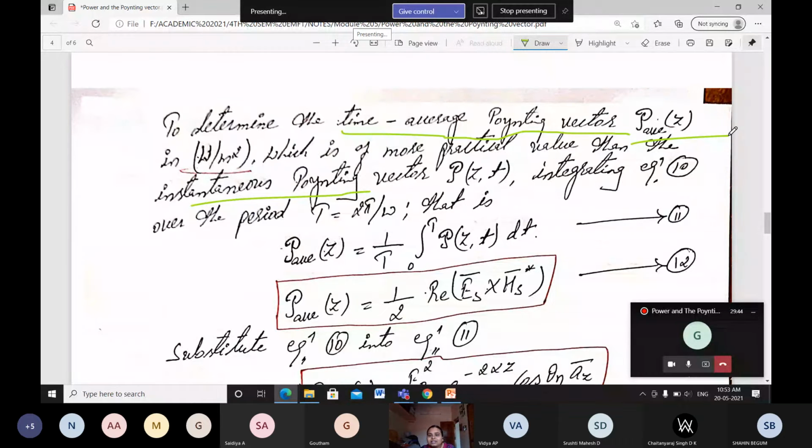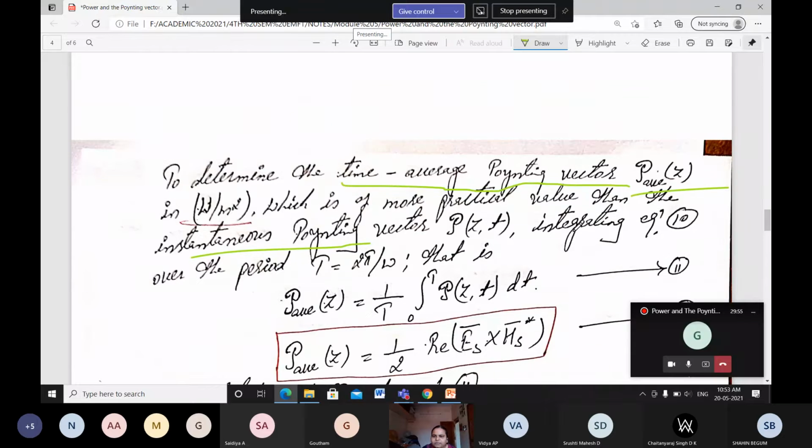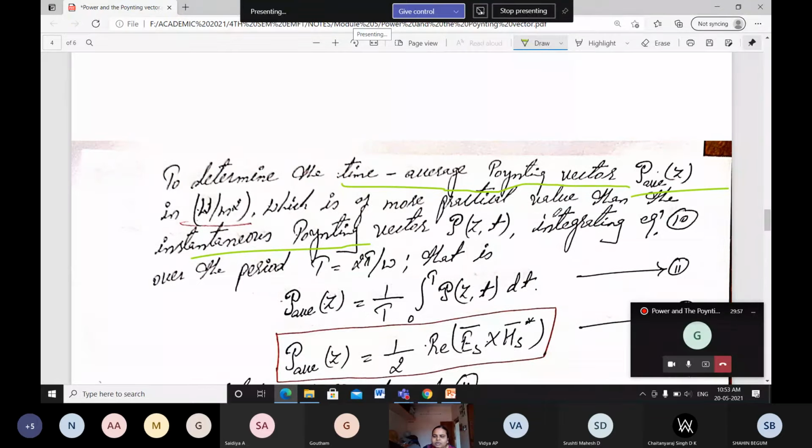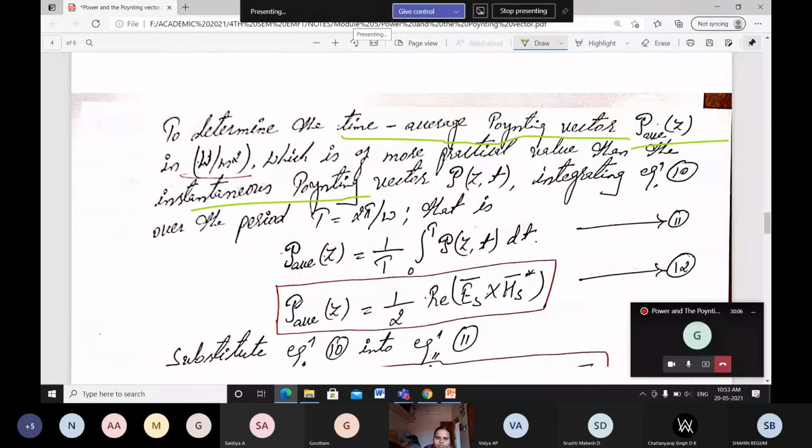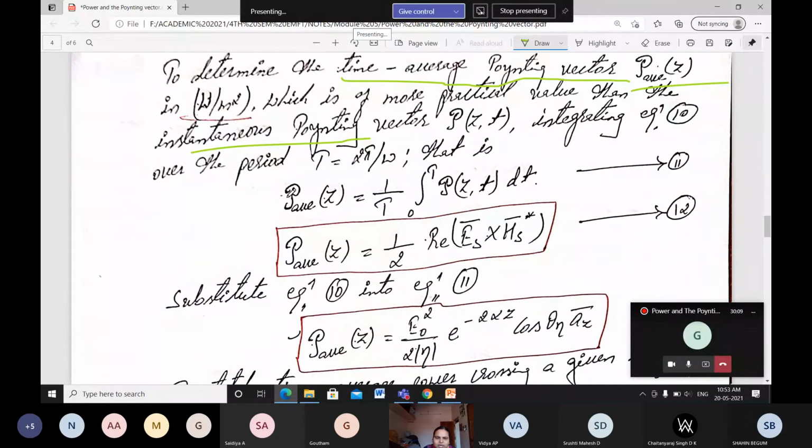For that reason, here also the average value will give an accurate practical value compared to the instantaneous values we took in the previous equation. So we will be integrating equation 10 over a period T, that is 2 pi by omega. Then you will get the time average Poynting vector, P average of z, equals 1 by T integration 0 to T of P(z, t) dt.